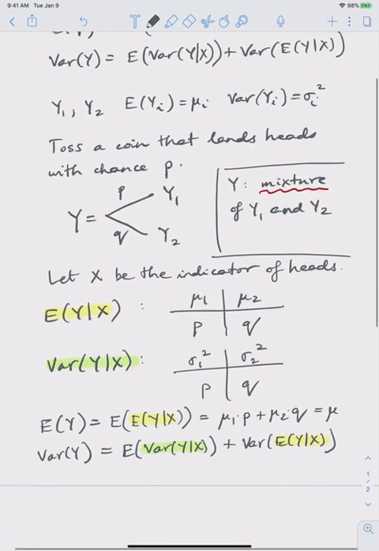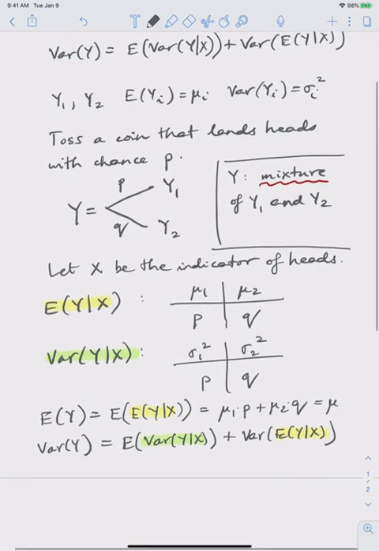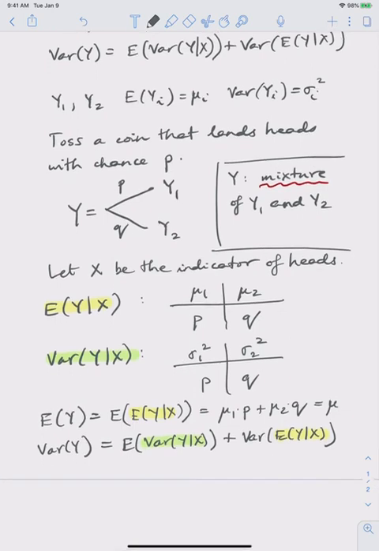So what is the expectation of the conditional variance? Well, it's a little two-value distribution. Its expectation is sigma 1 squared times p plus sigma 2 squared times q. And now we have to add the variance of that two-value distribution of E of y given x, mu1 with probability p and mu2 with probability q.